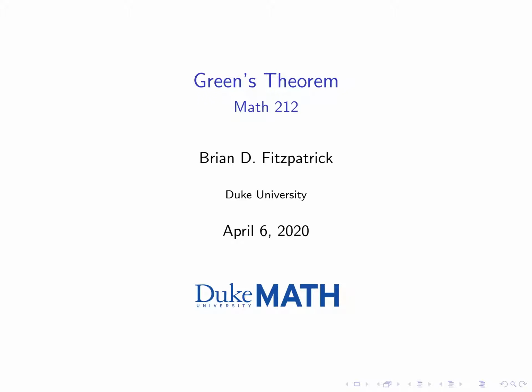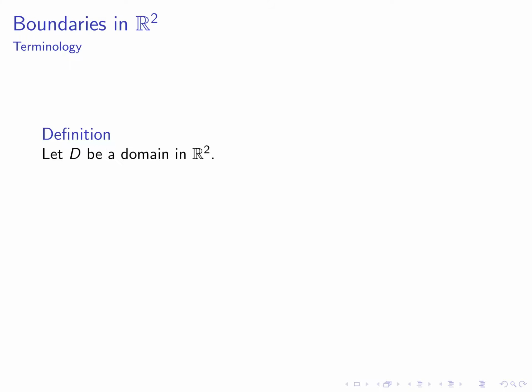Let's talk about Green's theorem. So Green's theorem is our first of three major theorems in vector calculus. The context here is that we are studying domains in two dimensions. So throughout this lecture, D will denote a domain in R2. Perhaps the domain looks like some blob like this.